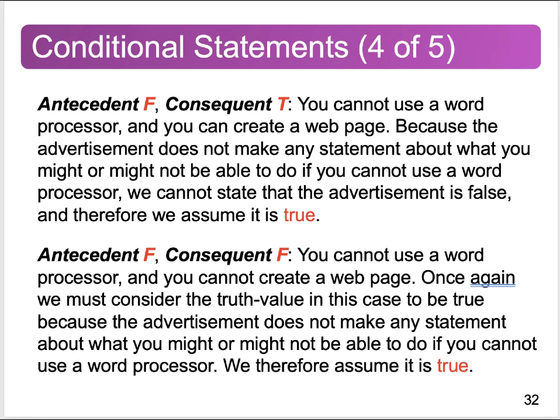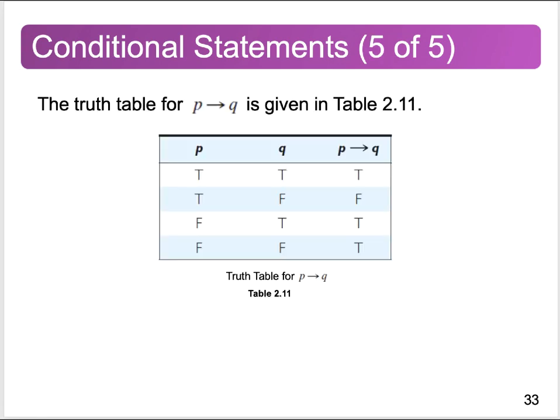And then the last one, if both the antecedent and the consequent are false, again, here, let's look at the entire statement. The company didn't say anything about what would happen if you could not use a word processor. So here we assume it's true again because the advertisement didn't do anything wrong. You just didn't fall into the case that they had. So organizing this in a truth table, you see that the only time you have a false conditional is when the first part was true, but the second part was false.